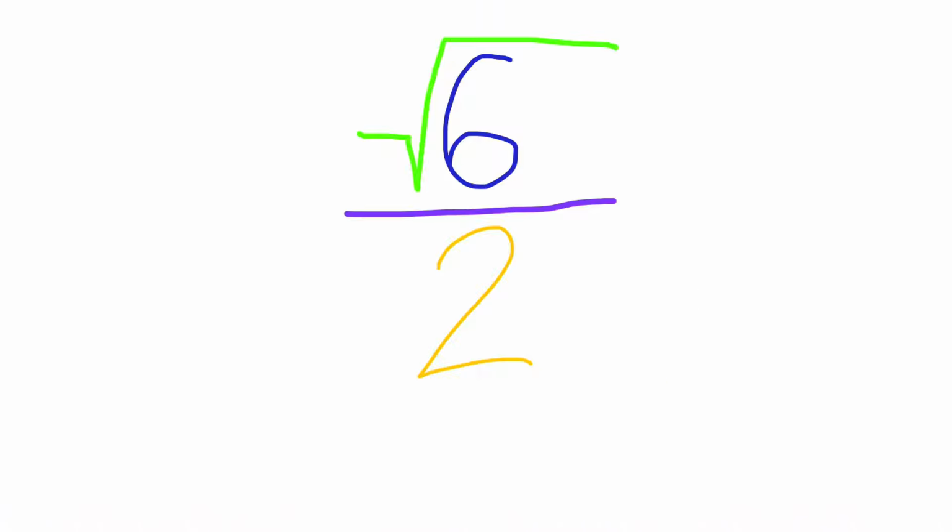But what if there's a radical over a whole number? The square root of 6 is a radical and 2 is the whole number. Since there are two different things, you can't simplify them, so you just leave it be.